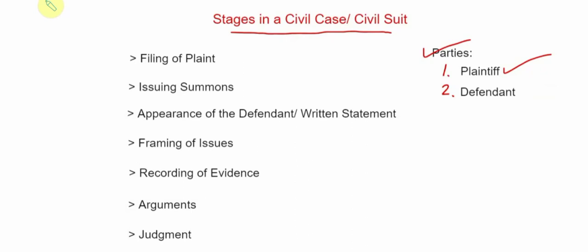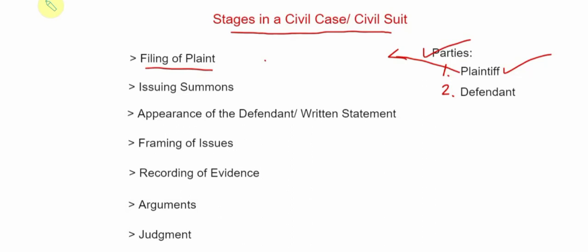Now let's look at the way a civil suit or a civil case is conducted. So it starts off with filing a plaint. So the plaintiff here goes and files a plaint in the court with the help of an advocate, in which he's going to state what all his complaints are or what all his issues are, and he submits it to the court in the form of a plaint.